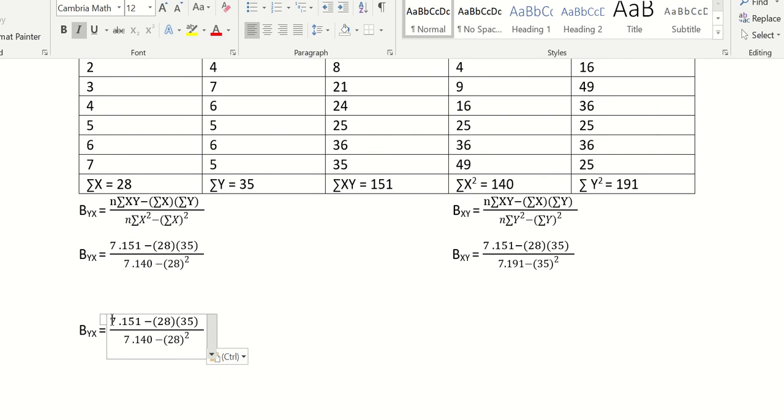So 7 into 151 is 1057. Then 28 into 35 is 980. Then again 28 into 28 we can calculate, 784, and 7 into 140 is 980.